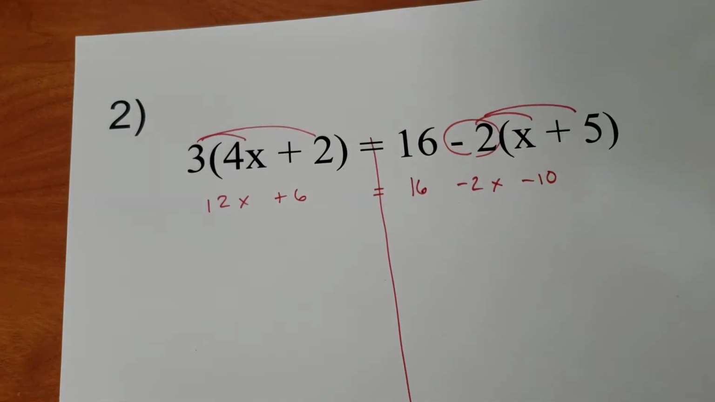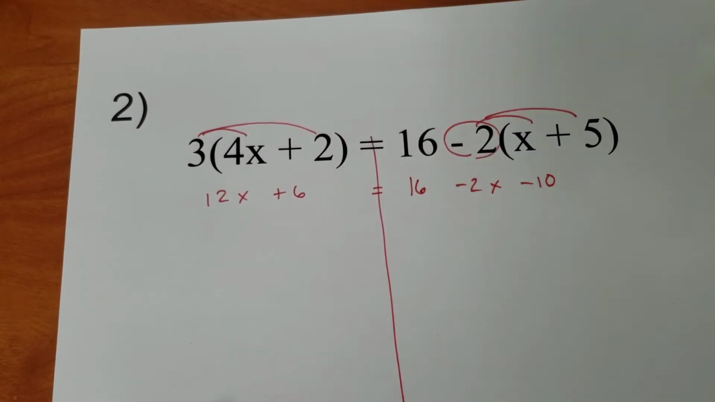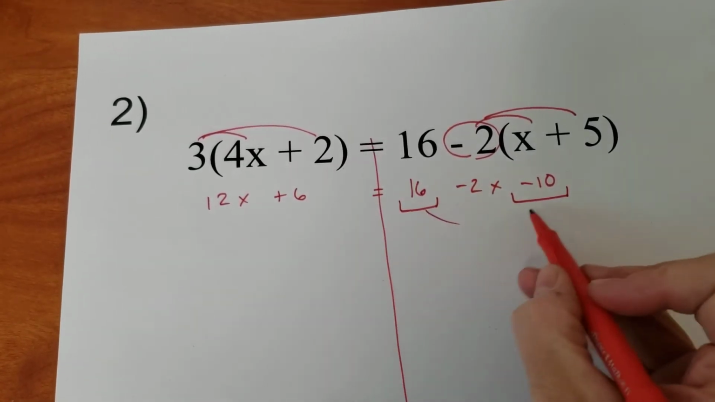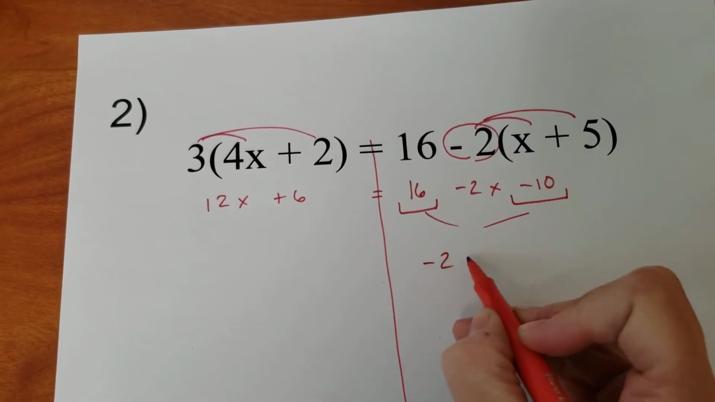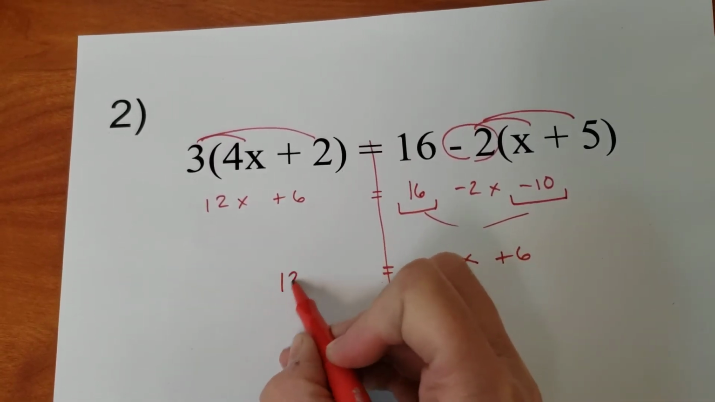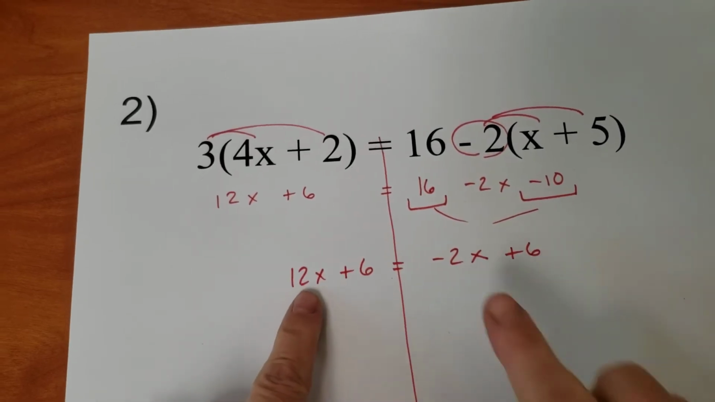Okay, now that's just the distributive property, but now I need to combine any like terms that I might have. And I can see here I have some terms that need to come together. So 16 take away 10, I'll have -2x, and then these two together would make 6. All right, now I'm going to look to see that I have a variable on both sides. I have a 12x here and a -2x here.